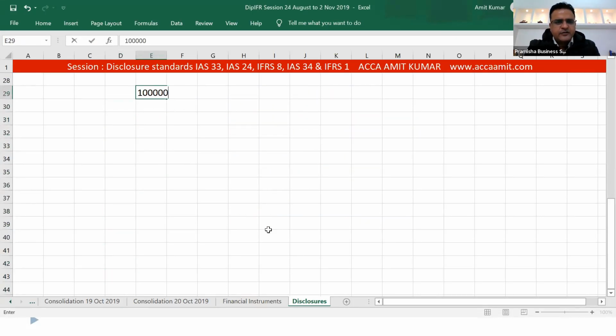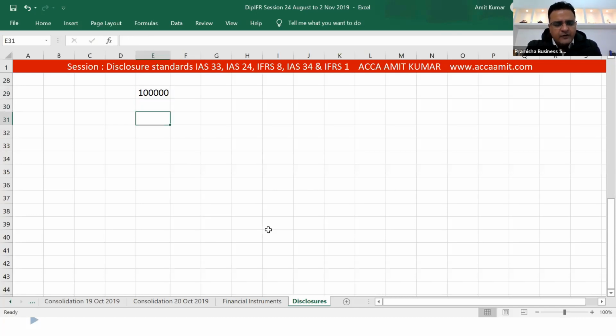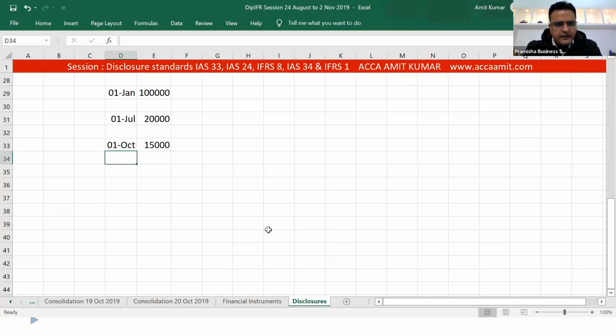If 100,000 shares are issued, after 3 months 20,000 more shares are issued, and after 3 months 15,000 more shares are issued. This is the position at the beginning of the year on 1st January. On 1st July, this is the situation on 1st October, and the financial year ends on 31st December. Can you tell me the weighted average number of shares outstanding during the period?